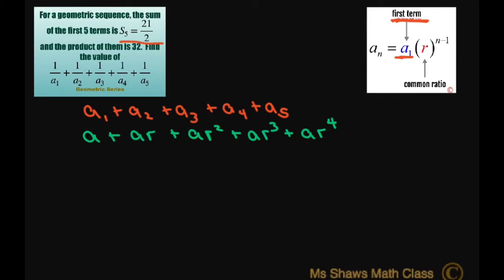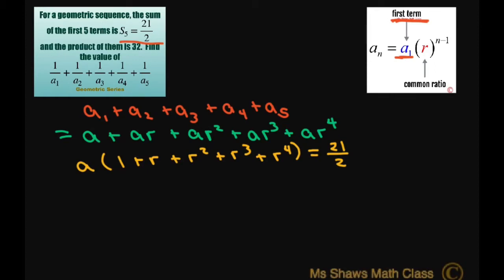So these are equivalent. Now let's factor out an A, and we get A times (1 plus R plus R squared plus R cubed plus R to the power of 4), and that sum is going to be 21 divided by 2. Now let's look at the product.